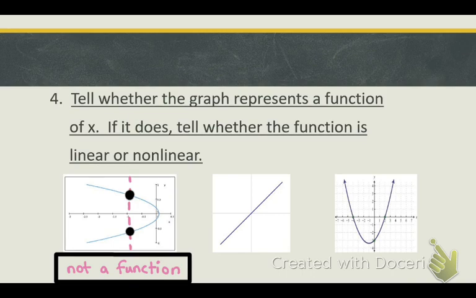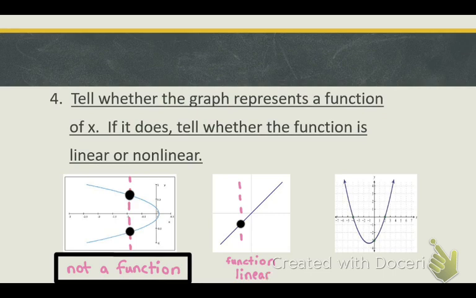Remember, you can do your vertical line test anywhere you want, to the left or the right of the y-axis. How many times did I hit my graph? Once. So is it a function or not a function? It is a function. And Gavin, is this linear or nonlinear? How can you tell?